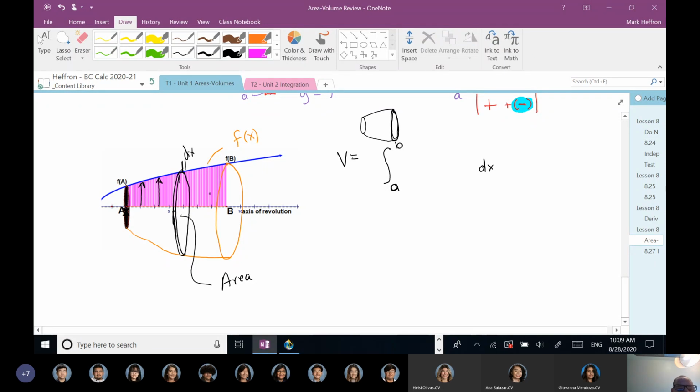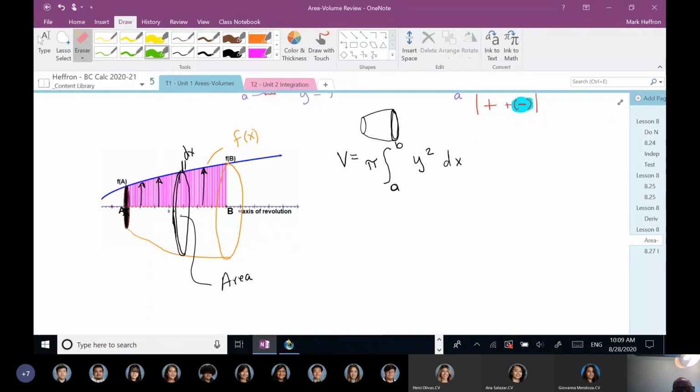Raul's got something in the chat. Let's have a look at it. It says y equals pi from A to B y2, so maybe y squared dx. I think this is what Raul put in the chat. Is that what you got, Raul? Yeah, y2 is squared. Perfect. So that's what he's thinking.